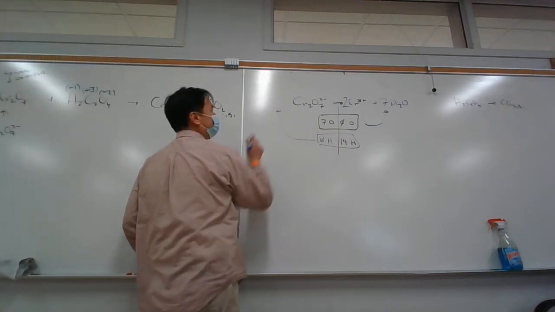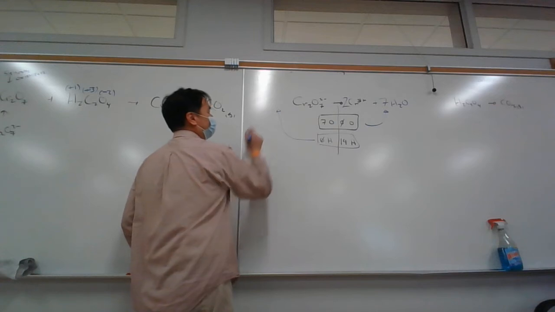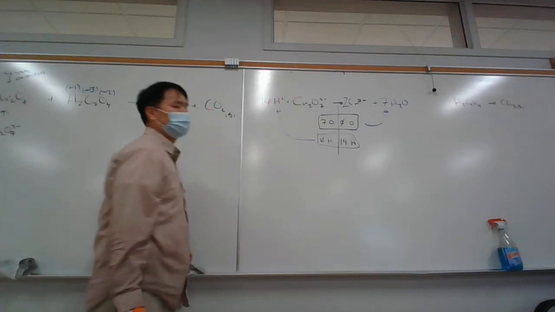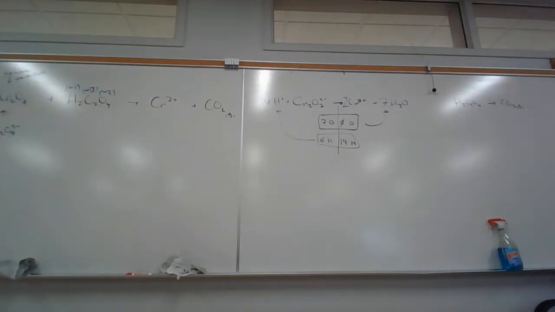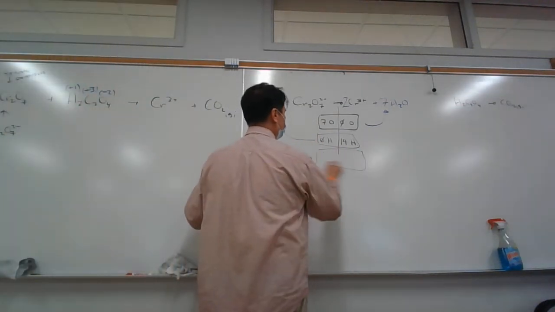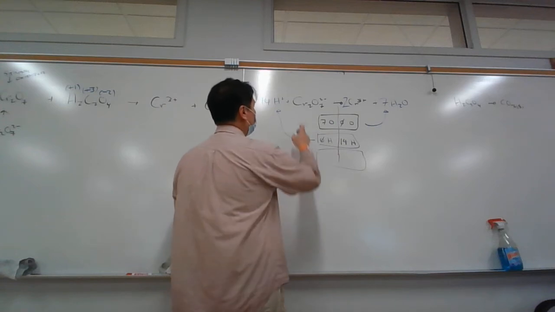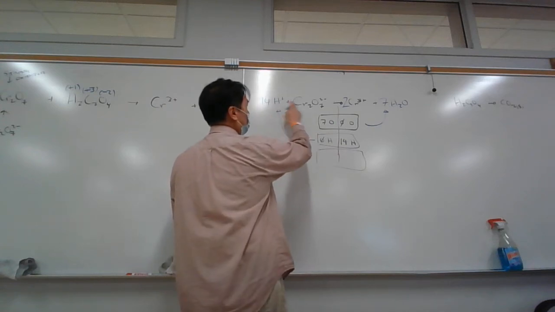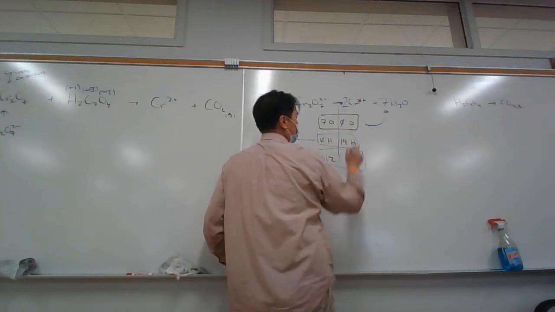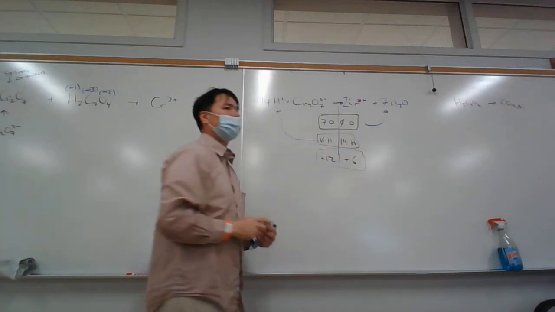So we're going to add what? 14 H plus. We add H plus to balance that out. Okay, then we balance out what? Yeah, the charge. And so let's balance out the charge. The charge is plus 14, minus 2 is plus 12. Over here we got plus 6. So how do we balance out the charge?